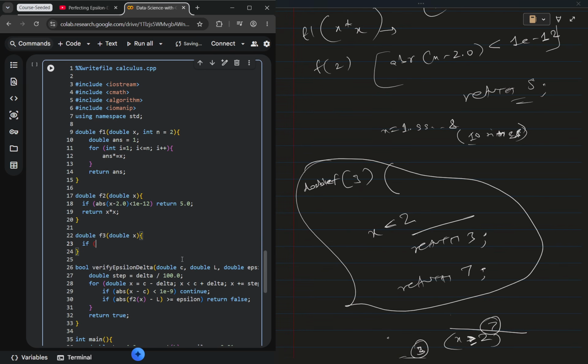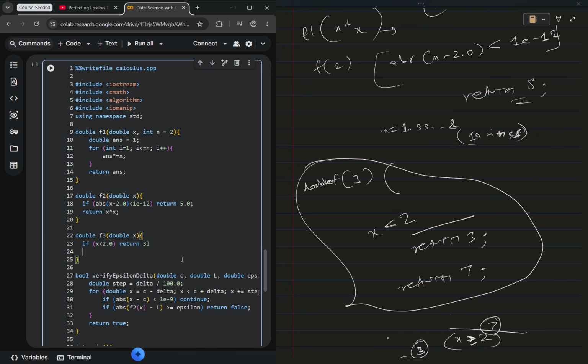Yes, so it was x less than 2.0, then we have return 3. Otherwise we can return 7. Basically we don't have to write conditions again and again. This was less than, otherwise it will just take greater than or equal over here, so we don't need to write any else statement.